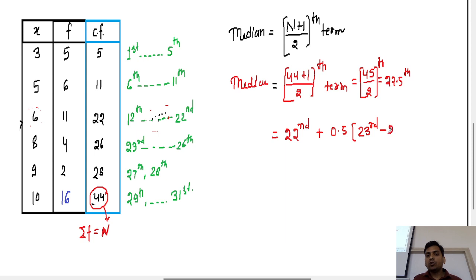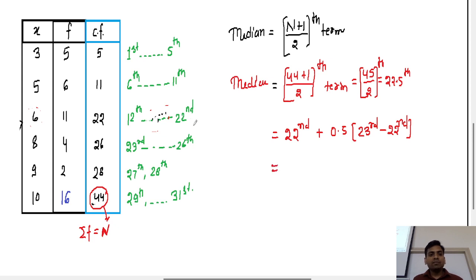minus 22nd. Listen once again. This is 22.5, and this is not in this group and not in this group. This is between this group and this group. Clear? So to find this, we will write the complete 22nd term plus the difference of the 22nd and 23rd multiplied by 0.5. Half. Done?